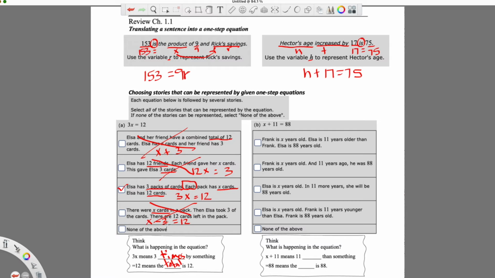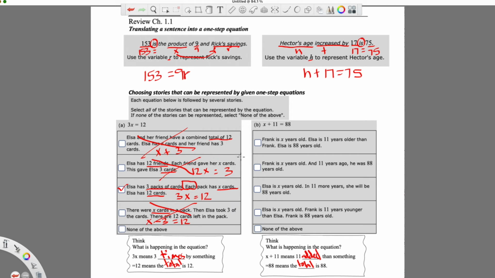All right, so now let's look at the second example here. We have X plus 11 equals 88. So same thing. Let's think about it before we just start reading the stories. So we're going to go down here to the bottom and say what's happening in this equation. So X plus 11 means 11 added to something. So I'm looking for addition in this one. I want whatever that something is, I want to go 11 more than that. I want to add to it. X plus 11 equals 88 means the total needs to be 88. So those are the pieces that we need to look for. We're adding 11 to something, and our total needs to be 88.